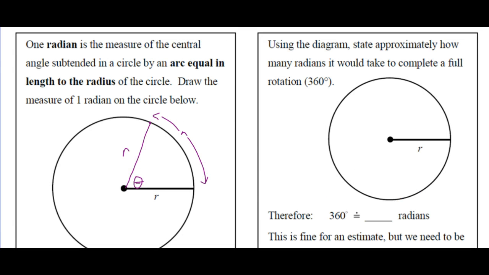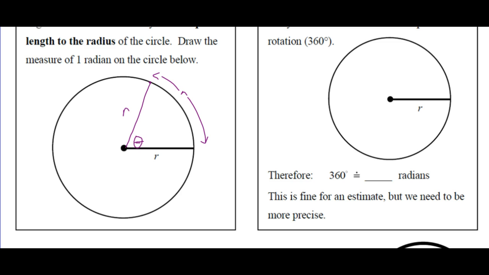Speaking of degrees, using the diagram, approximately how many radians would it take to complete a full rotation, 360 degrees? So basically we're going to use this diagram, and ideally we should have a piece of string and lay that off along here and say, okay, so here's R, that's 1, and then do it again, and then do it again. Right, that's obviously too small, and that one I think is also too small.